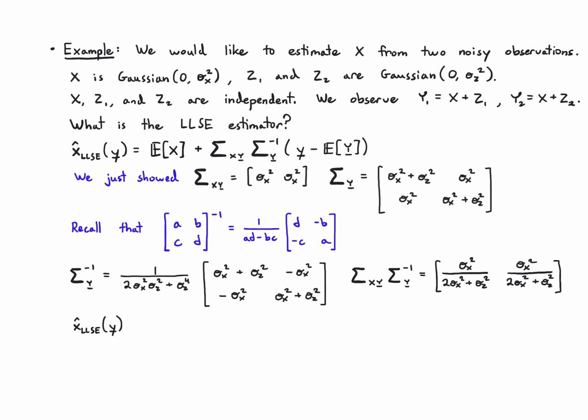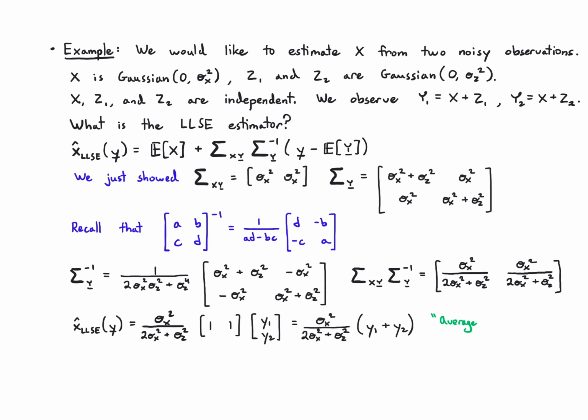So putting all of this together, it's like writing the LLSE estimator as sigma x squared over 2 sigma x squared plus sigma z squared, [1, 1] as a row. So this is basically exactly this term that I wrote for sigma xy, sigma y inverse, but now I've just pulled that constant out and written the vector as [1, 1]. I multiplied that by the y vector, which is y1, y2. So I get this term, sigma x squared over 2 sigma x squared plus sigma z squared, times y1, y2. And basically what it's doing is averaging and scaling down due to noise. Okay, so we'll talk about what that means in just a moment.